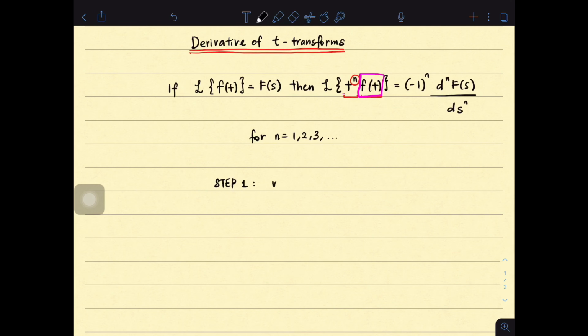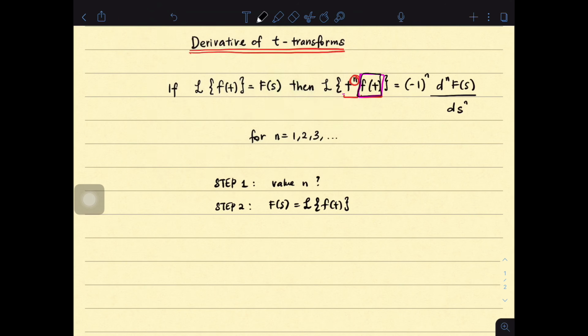The first step is to find the value of n, which can be obtained from the t function here. Find it and write down the value of n for step number 1. For step number 2, you need to find F(s), where F(s) is the Laplace transformation of the function f(t). So you take the function f(t) from the equation and find its Laplace transformation.